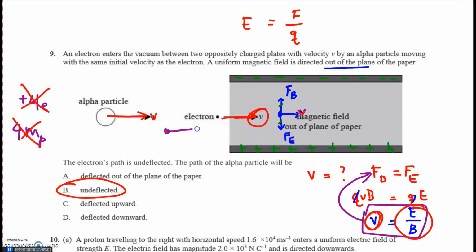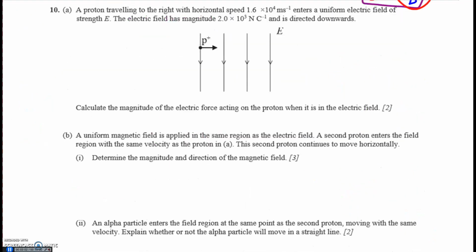You could send something through with the same speed, and it could have any charge, positive 24, negative 11. It doesn't matter. All that matters is the speed. On to the next one.